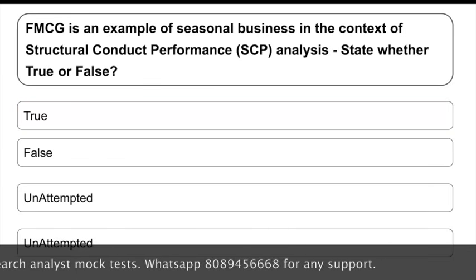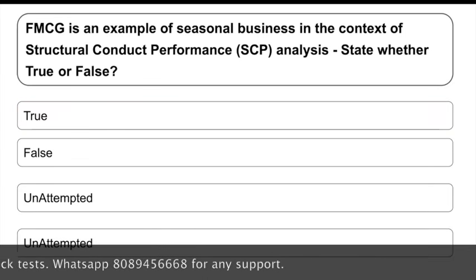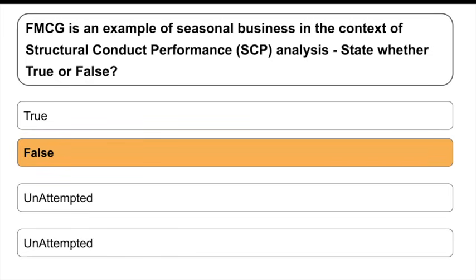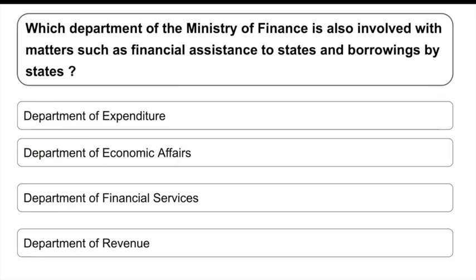Next question. FMCG is an example of seasonal business in the context of structural conduct performance analysis. State whether true or false. Friends, FMCG is not taken as a seasonal business. It is taken as something which is throughout the year the business is on. Right? So in the SCP analysis, it is not falling under the category of the seasonal businesses. So this statement is false.